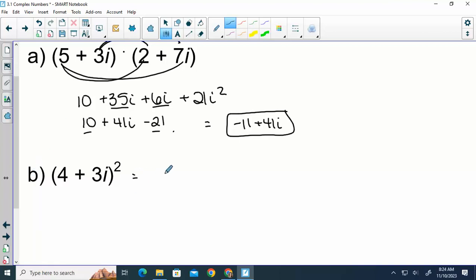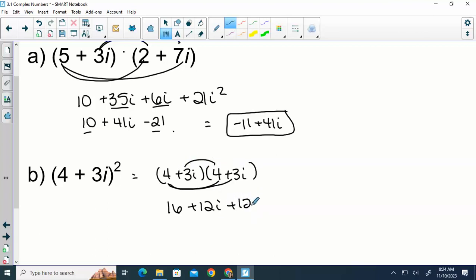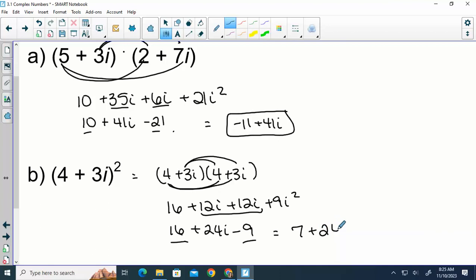Well, that means we have 2 of them. Plus 12i, plus 12i, plus 9i squared. 24i. 9i squared would be negative 9. Combine like terms: 16 minus 9 is 7, plus 24i. Any issues with these at all?